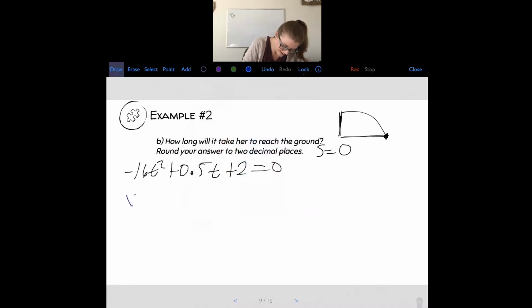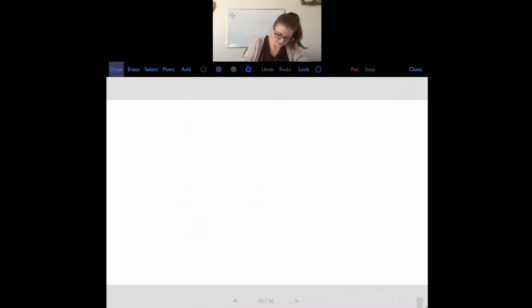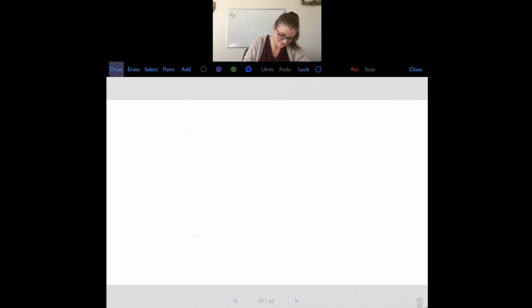So we have x is equal to negative 0.5 plus or minus the square root of negative 16 squared minus 4 times negative 16 times 2, all over 2 times negative 16. Okay, so I'm going to simplify what's under the square root and do the operation 2 times negative 16. And this should be t equals, because we're working with t instead of x. So we have t is equal to negative 0.5 plus or minus.